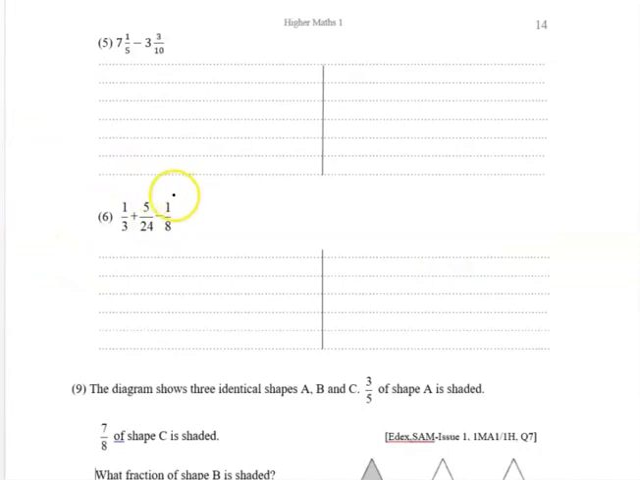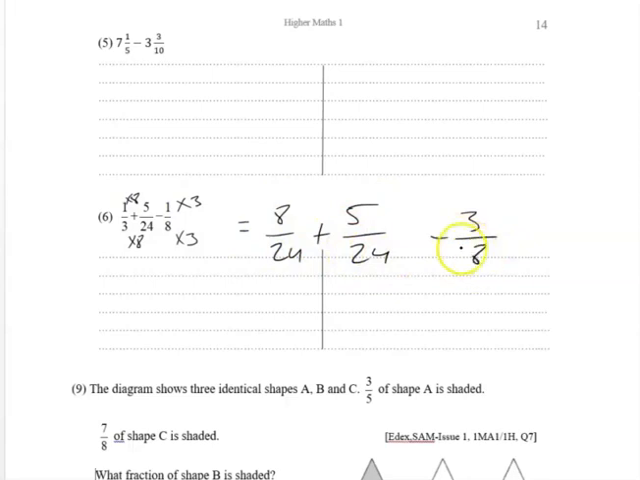Question number 6. We have 3 fractions. Now the LCM of 3, 24 and 8 is going to be 24. So what we're going to do here is multiply the 3 by 8, times the numerator by the same number. 24 doesn't need to change. The 8 gets multiplied by 3, numerator by the same number. So we're going to get 8 over 24 plus 5 over 24 minus 3 over 8.